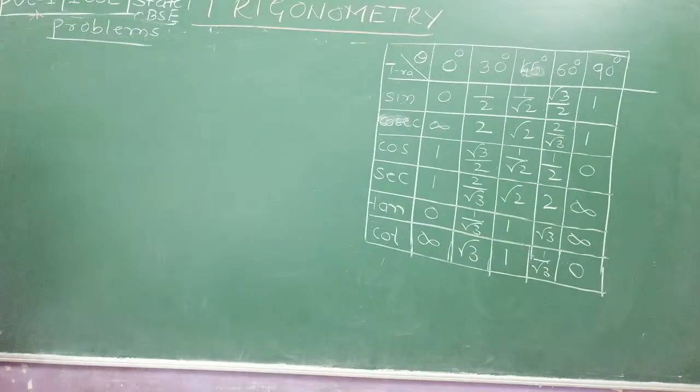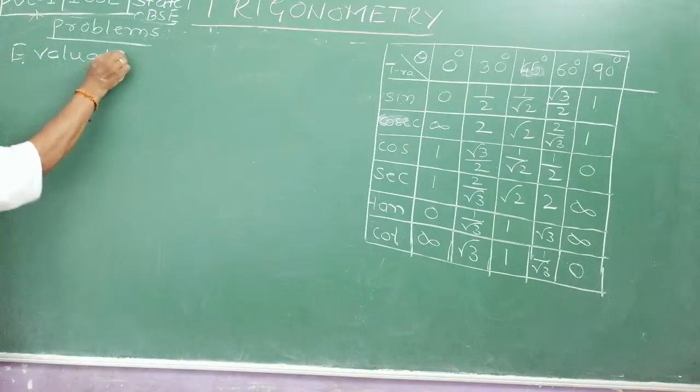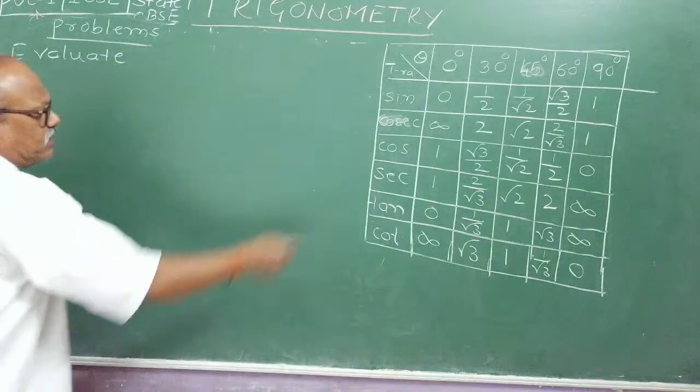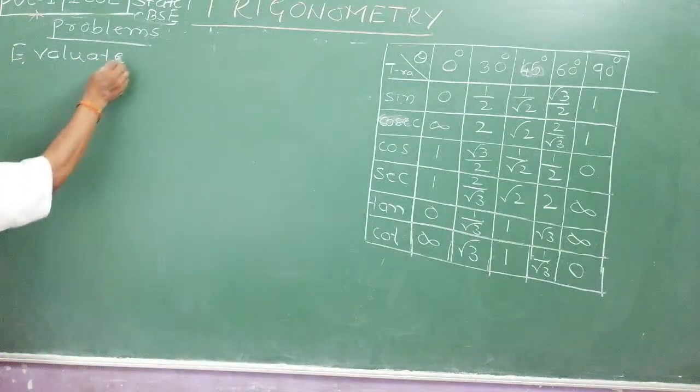I hope you are ready now. With all the tables you take, we'll start solving problems. Try this one. Sine 60 into cos 30. Evaluate. First problem, evaluate. You write it in your table. So by heart, them, evaluate.